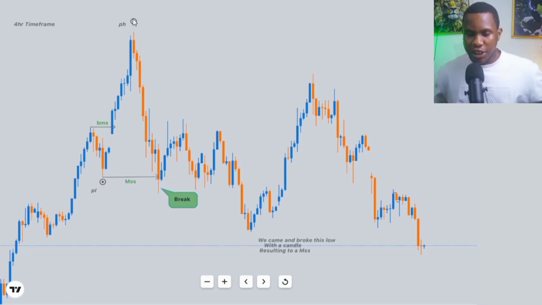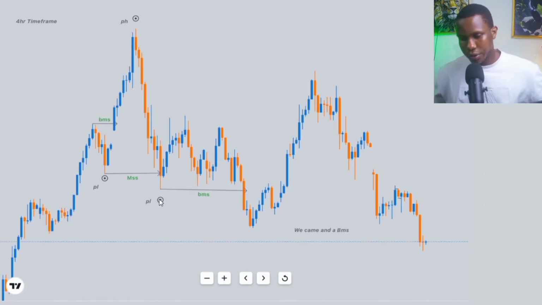You can see how it came from this previous high to raid this previous low, creating a market structure shift. Here is a previous low. Can you see how we made this sideways movement before coming to make a break of market structure?